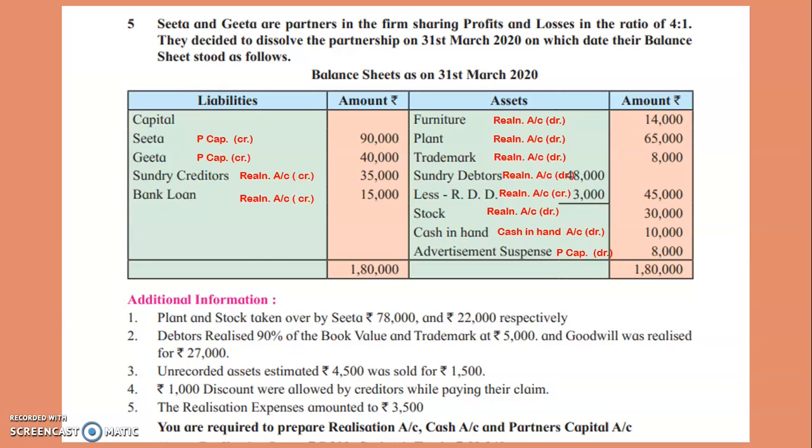The fourth adjustment, rupees 1,000 discount was allowed by creditors while paying their claim. The amount of creditors is 35,000. They have allowed us a discount of rupees 1,000. So we'll be paying them 34,000 now. Now students, keep one thing in mind.